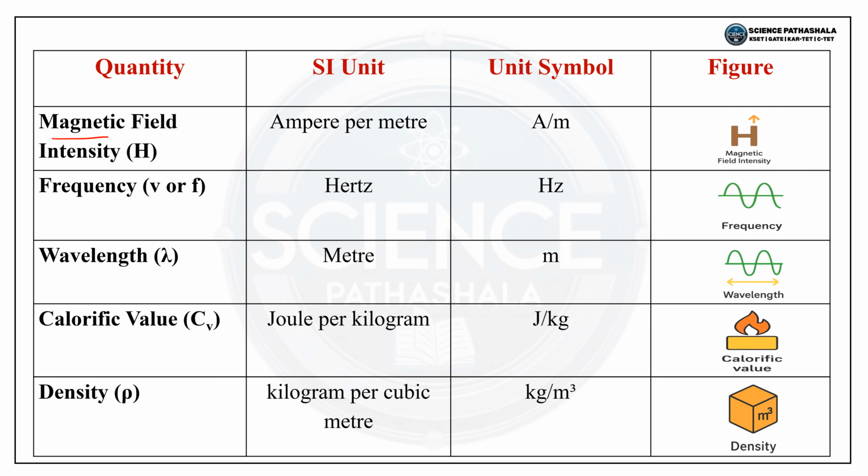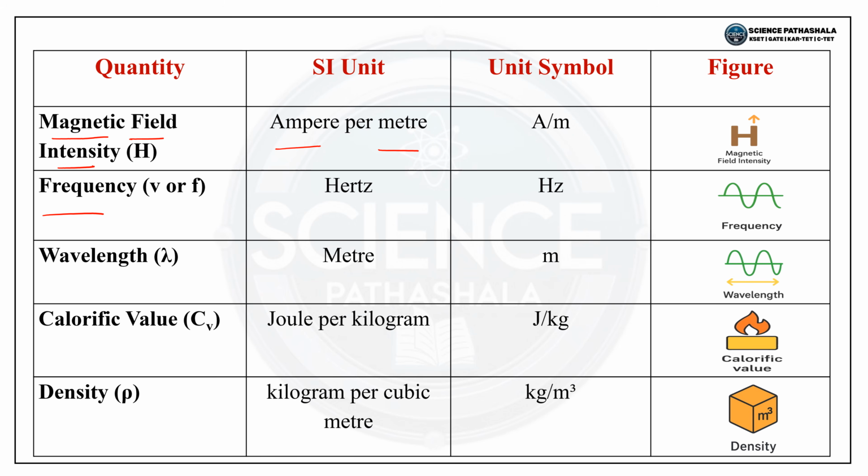The next is magnetic field intensity. It is represented by the symbol capital H. It is the measure of magnetizing force that produces a magnetic field in a material. The SI unit of magnetic field intensity is ampere per meter.